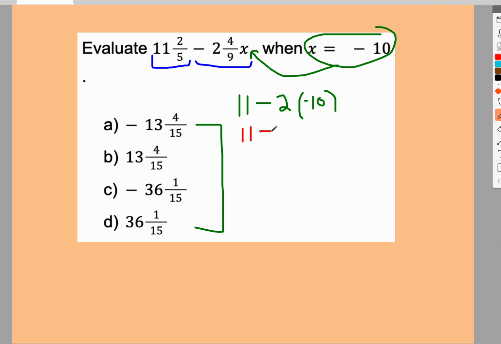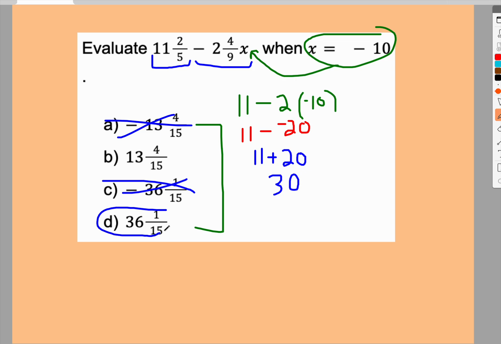11 minus 2 times negative 10 is negative 20. And I do need to remember my other skills here, right? Minus negative is like becoming plus, because subtracting the opposite is adding. So now I've got 11 plus 20. I know right away that that's going to be a positive, so I can cross out A and C. Okay? And now I've got 13 and 4/15 and 36 and 1/15. Well, which one's closer? If I do 11 plus 20, I get 30. So that's going to be a lot closer to my estimate.